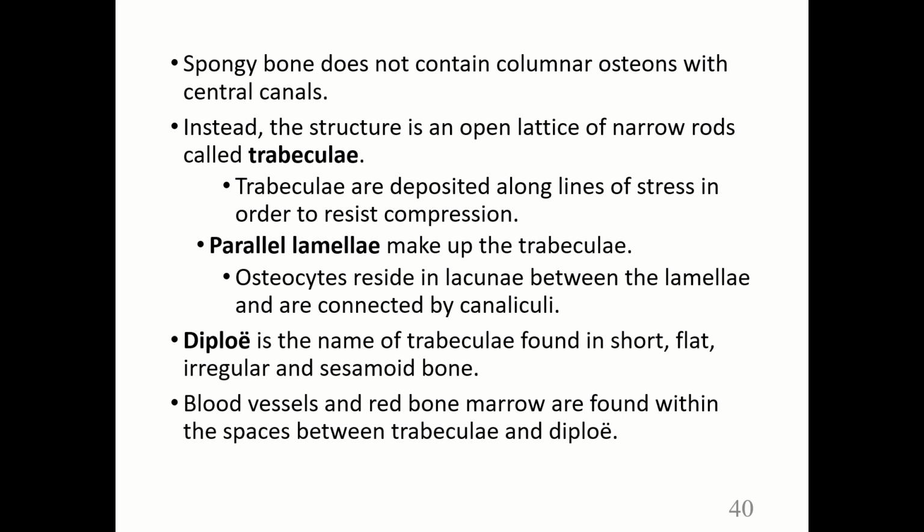So this is a new type of lamella that we're learning about. They're going to look a lot like interstitial lamella. Osteocytes will reside in lacuna between the lamella, and they will be connected by canaliculi. So a very similar construction. Diploe is the name of trabecula found in short, flat, irregular, and sesamoid bone. Blood vessels and red bone marrow are found within the spaces between trabecula and diploe.